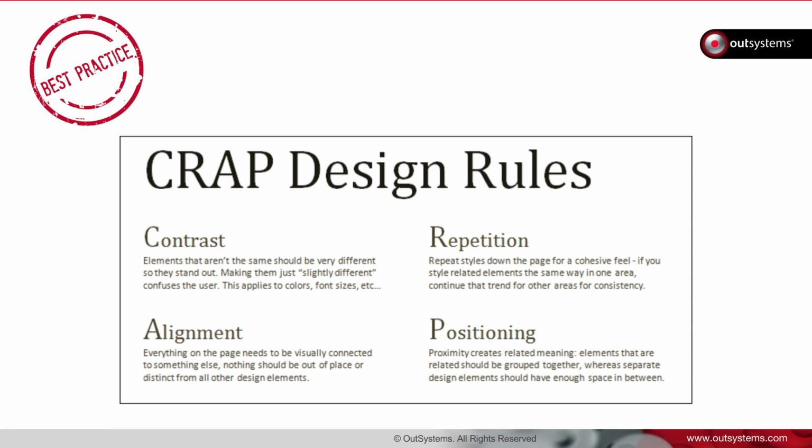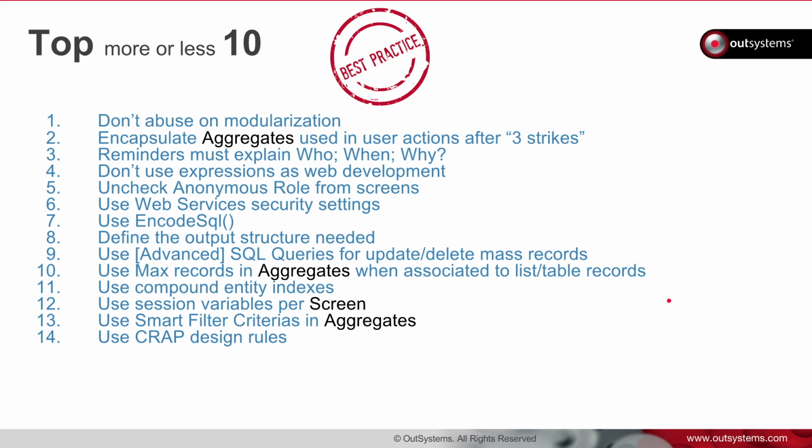Now there's actually another rule that's missing here. The first one should be an S. These are the scrap design rules, and you would have contrast that should belong on any good design. Elements that aren't the same should be very different so that they stand out. Repetition, repeat style down the page for a cohesive feel. Alignment, everything on the page needs to be visually connected to something else. Positioning, proximity creates related meaning. And these are basic design principles.